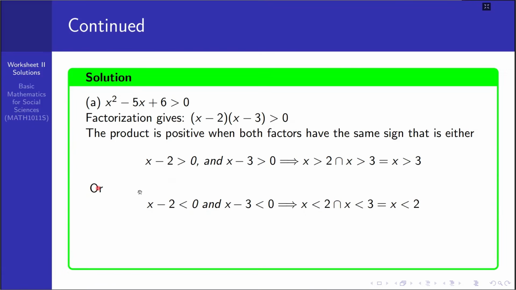Or stands for union. Therefore, the union of x less than 2 and x greater than 3 could be the solution set for this inequality. Therefore the solution set is this one. Within this interval, if you take any real number, this quadratic inequality will be satisfied.